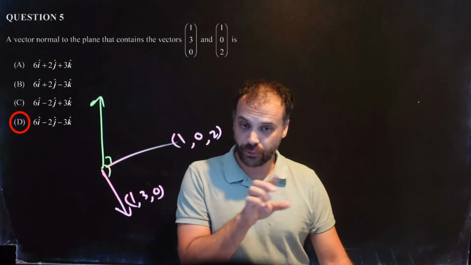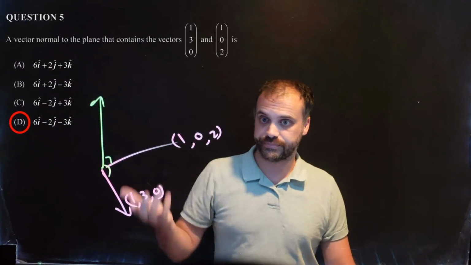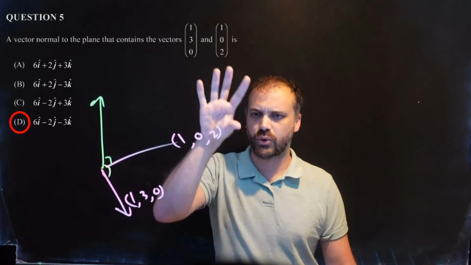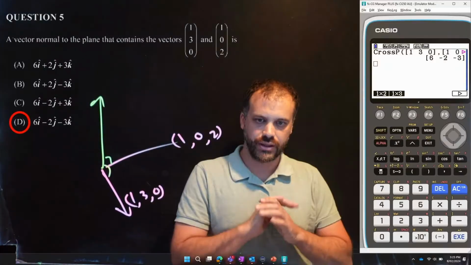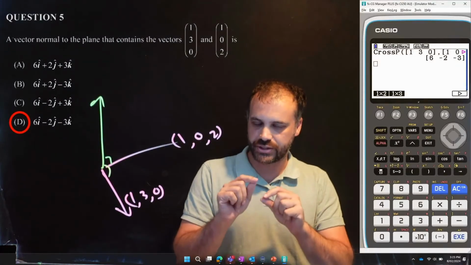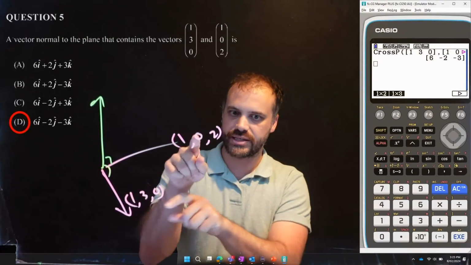Now, important to note, if you're doing a multiple choice question that looks exactly like this, there are a million vectors that are normal to a plane that contains these 2 vectors, right?